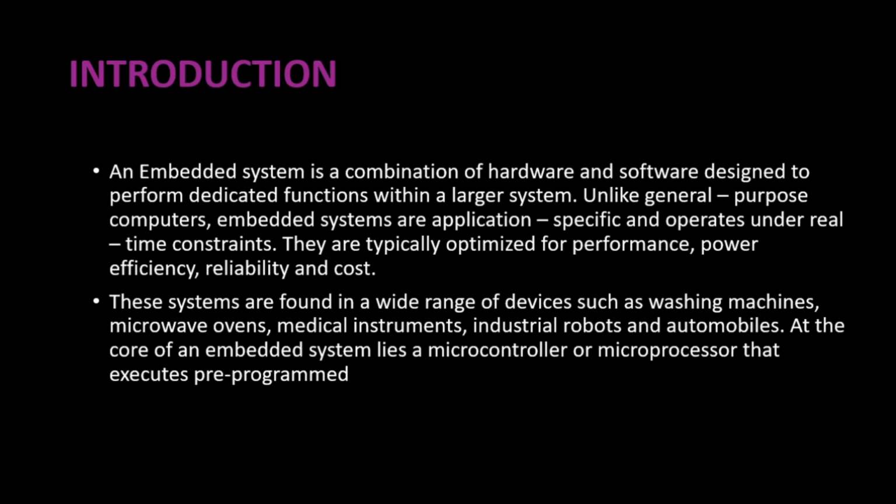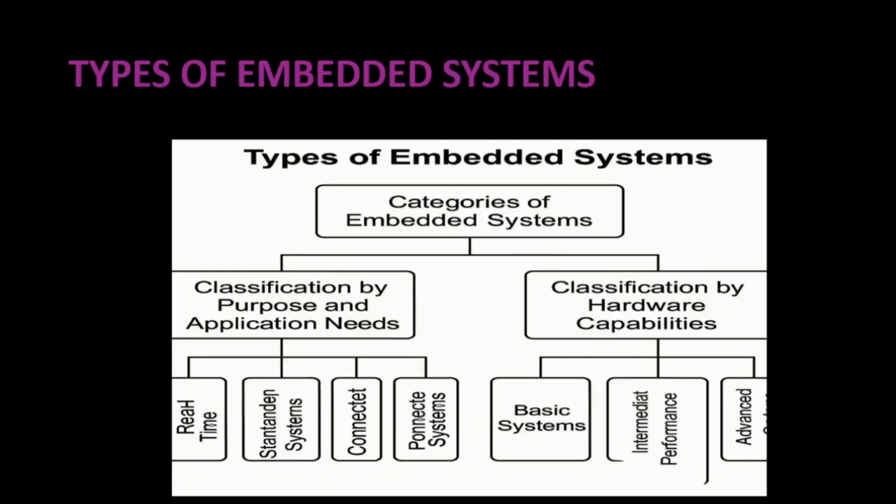At the core of embedded systems lies a microcontroller or microprocessor, which is pre-programmed. Coming to the types, embedded systems are mainly classified into two types: classification by purpose and application needs, and classification by hardware capabilities.